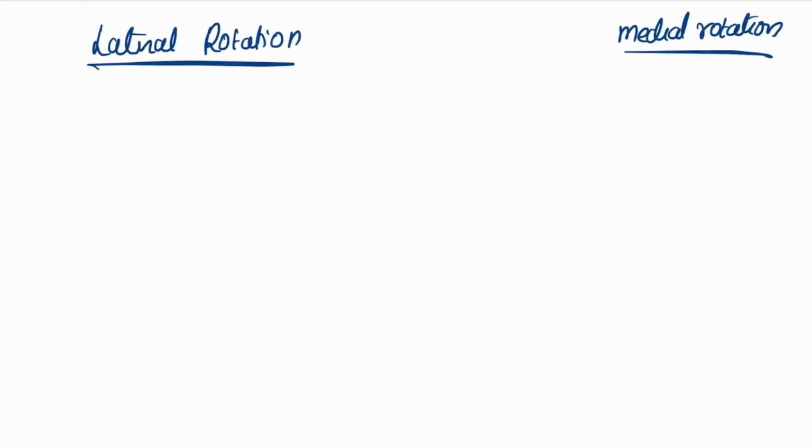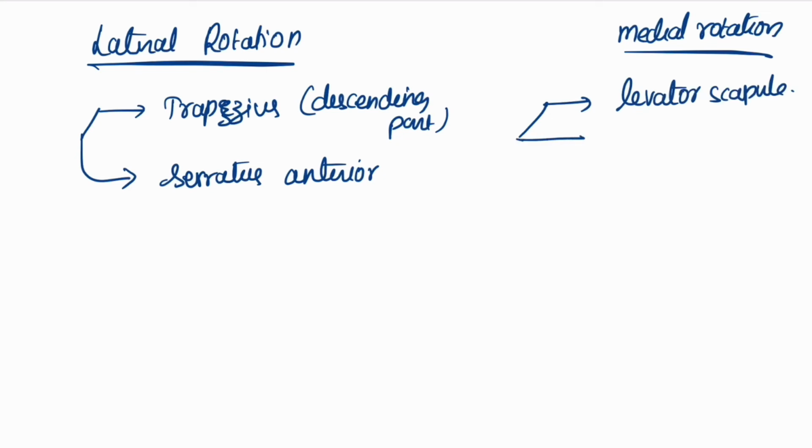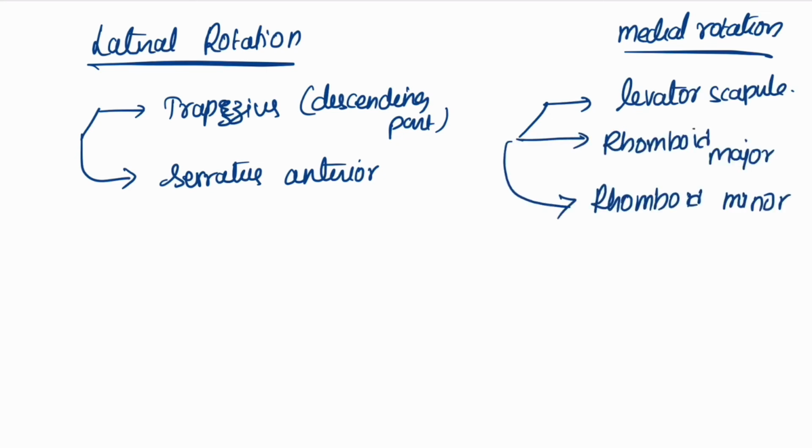Now let us see the muscles which help in the lateral rotation and also the medial rotation. They are trapezius, descending part, and also the serratus anterior. And for the medial rotation, we have levator scapulae, rhomboid major, and the rhomboid minor. And that's all about the muscles. And that's all about the video.